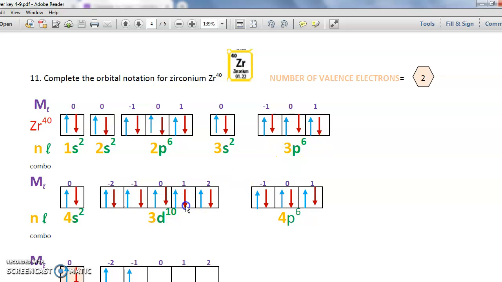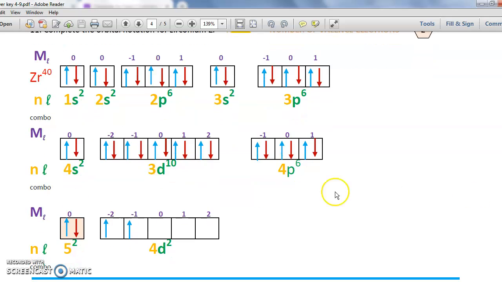We don't start filling the d though, because Aufbau would tell us to fill the 4s first because it has lower energy than the 3d. So we're going to put 2 there. Now we can fill the 3D, starting with 1 in each orbital. Then we can begin doubling them up, following Hund's rule. 3D is now full, and we can begin filling the 4P next. 4P holds 6, 2, 4, 6. There we are. How many total electrons does that take us up to?